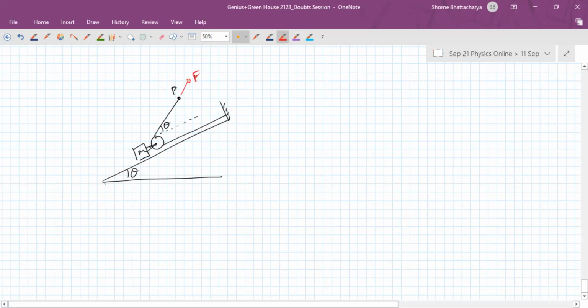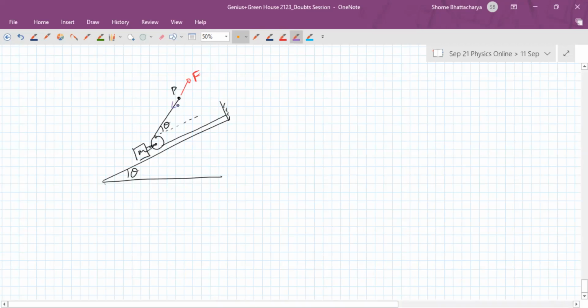Okay. So in my diagram, let's say F is the force and P is that point. So we have to find the minimum value of F so that this block moves, no? Yes, sir. These two thetas are the same here, the inclined theta and this one, or they're different? Yes, sir. They're same. So it doesn't much matter. I'm just trying to understand how F will affect the motion.